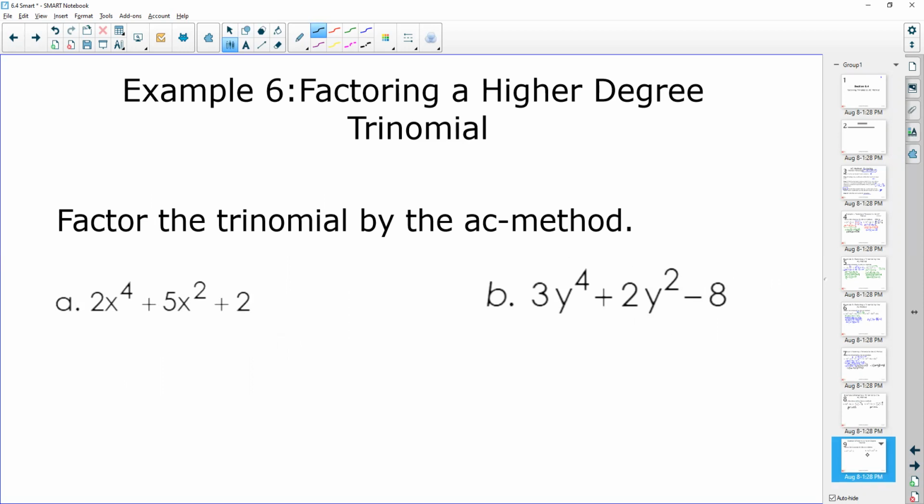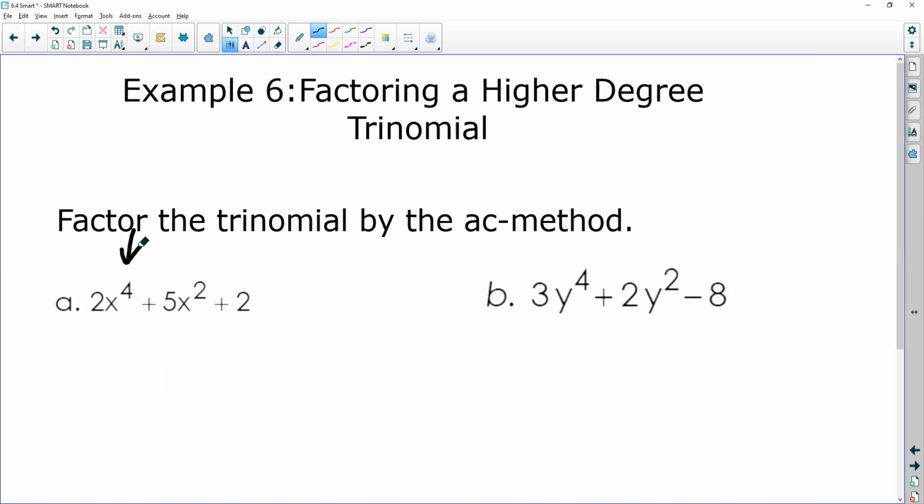So the one thing to keep in mind here is you have a power of 4 and a squared. All this is really is double x squared and x. It's the same exact thing. It's just doubled. So we're just going to use double exponents essentially. So I'm going to use the exact same process. I need to multiply and get 4 and add and get 5. So that's going to be 4 and 1.